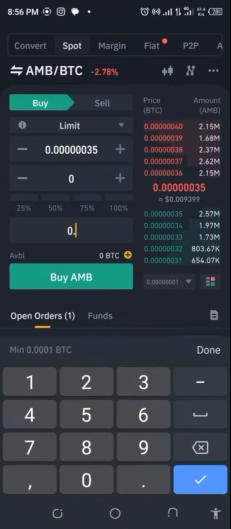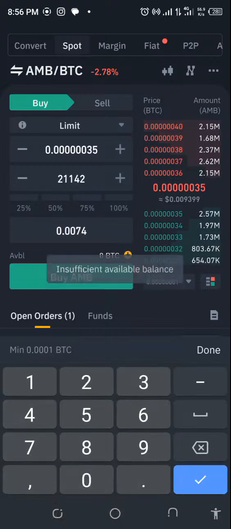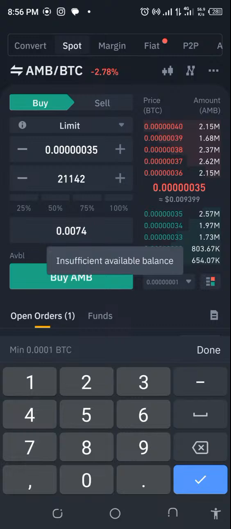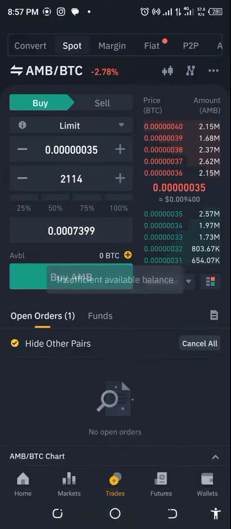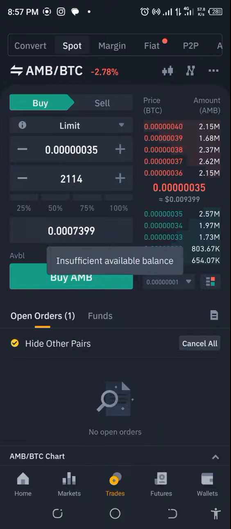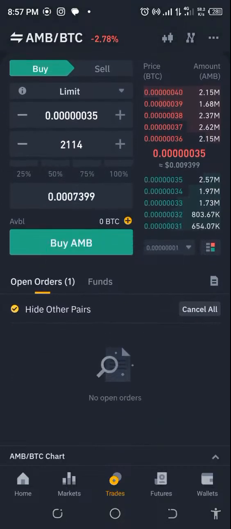So that's 0.0074. But the only thing that is giving me right now the heebie-jeebies is because once we buy with this 7.4, it's going to reduce a little bit. So I'm concerned, but let's go ahead. There's no harm in trying. And if it doesn't work out, we sell back. All right. So first off, we need to get BTC.